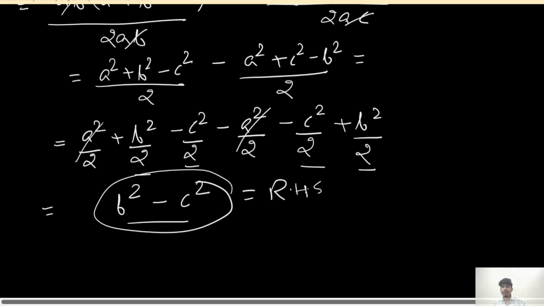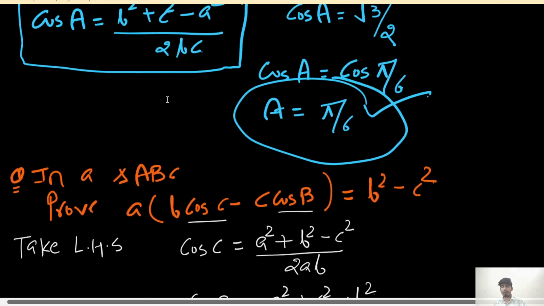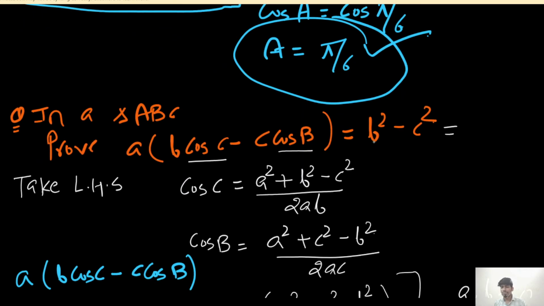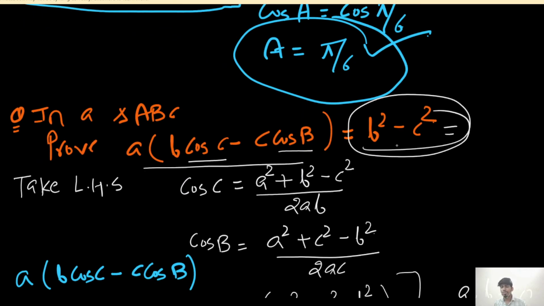Okay, students, let's see. We have to prove this is equal to RHS. We simplify this and we get b square minus c square, which means we proved our question. We only put these values, and simplify, and we get the answer.